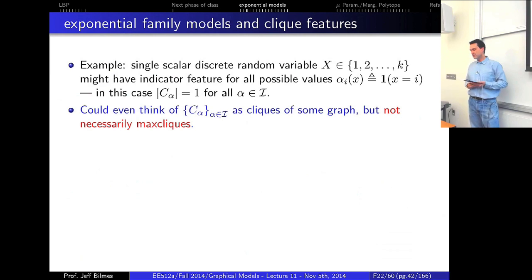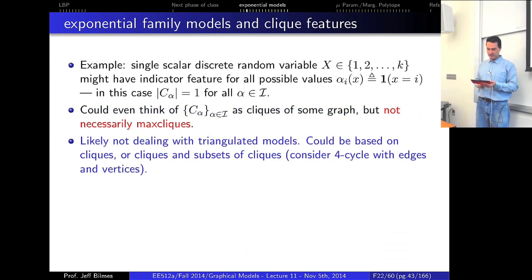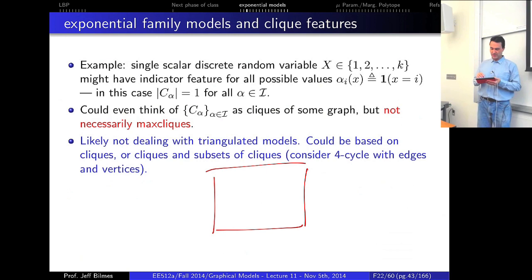So you could think of these things as being cliques in some graph, but they're not necessarily max cliques. And I think that should be clear. And again, the important thing is that you're not necessarily dealing with triangulated models. You could have 4 cycles with edges, and so you could have features. You only have features corresponding to the edges in this 4 cycle.